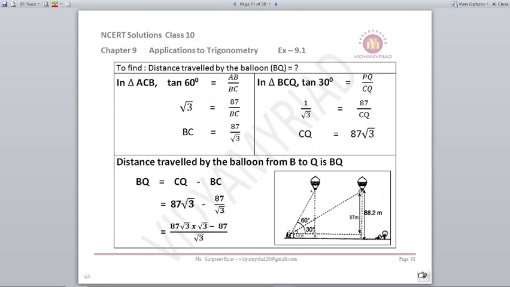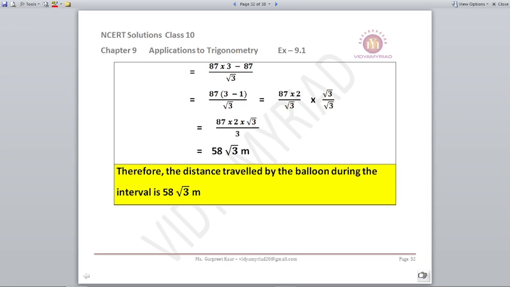Now we have to find out the distance traveled by the balloon from B to Q. What is BQ? If we see, we have total from C to Q minus BC. When we do, we will get BQ. So BQ is equal to CQ minus BC. We have the values with us, which is equal to 87 root 3 minus 87 upon root 3. Take the LCM, solve it, rationalize it and reduce it. You will get 58 root 3 meters, which is the distance traveled by the balloon from B to Q, or from one place to another.